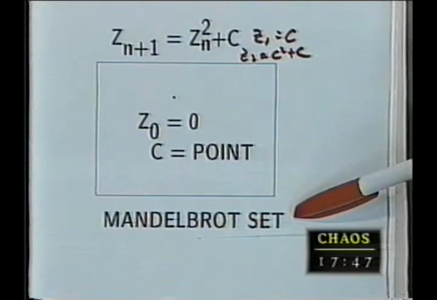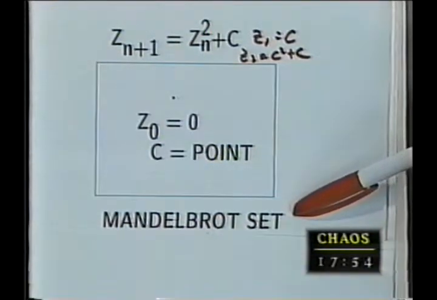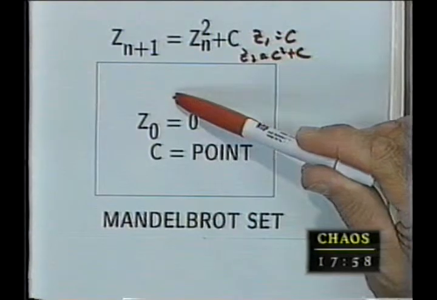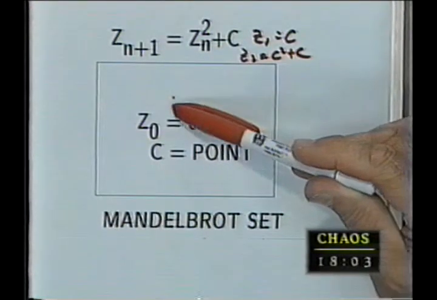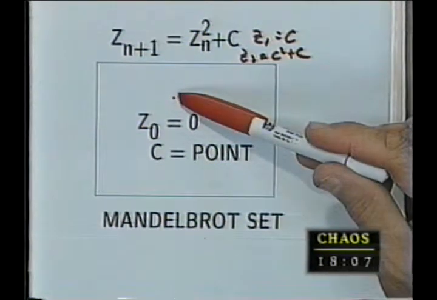Not just me, everyone calls it the Mandelbrot set. You've heard of the Mandelbrot set. You'll see a picture of it in a moment. So if this goes to infinity, it's part of the Mandelbrot set. And I'm interested in the escape time. How long does it take to go to infinity? Does it go on the very first iteration? Does it take 2? Does it take 3? Does it take 10? Does it take 15?